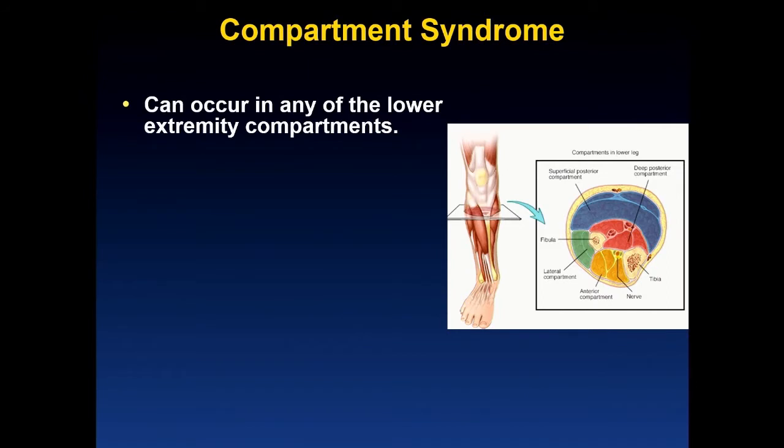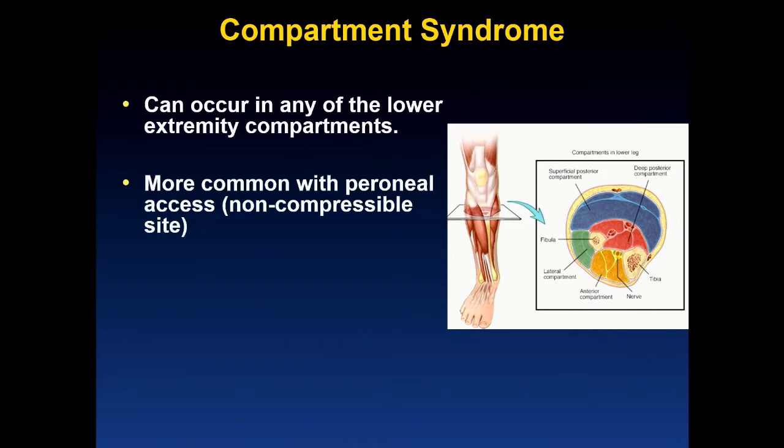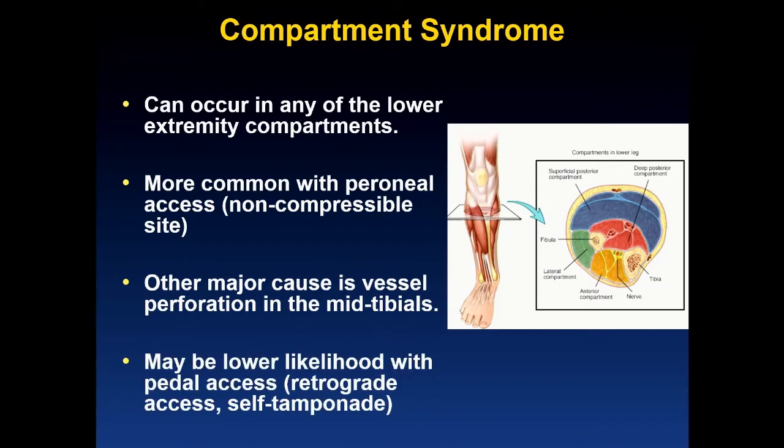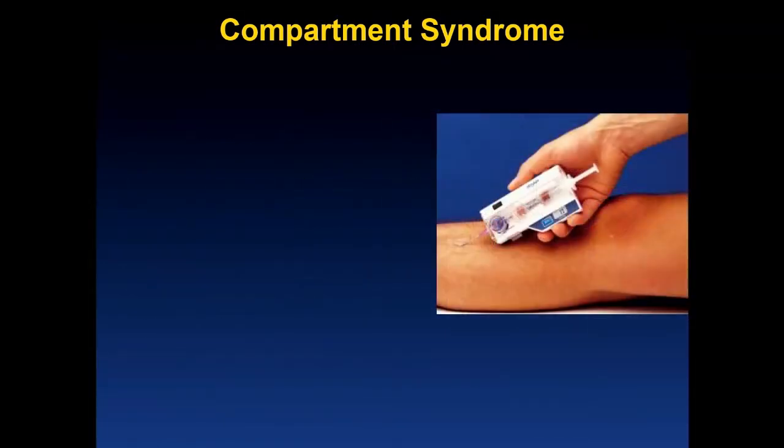That can occur in any of the lower extremity compartments. It is more common with peroneal access because it's a non-compressible site. The other major cause tends to be perforation in the mid-tibials because these are non-compressible sites in many cases. And there may be a lower likelihood with pedal access due to the retrograde access and self-tamponade of any perforation because you're advancing the wire from the other direction.